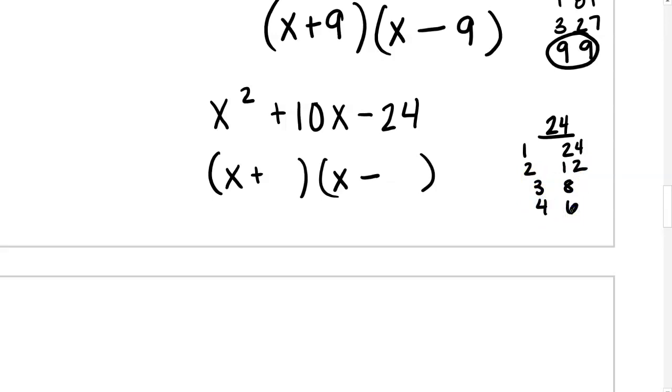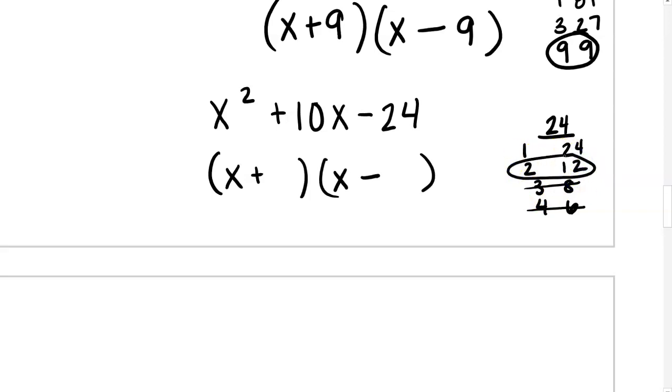And I want them to give me a positive 10, which means that if one's positive and one's negative, I really want to think about these values subtracting to 10. So 4 and 6 would add to 10, but would subtract to 2. 8 and 3 would add to 11 and subtract to 5. It has to be 2 and 12.